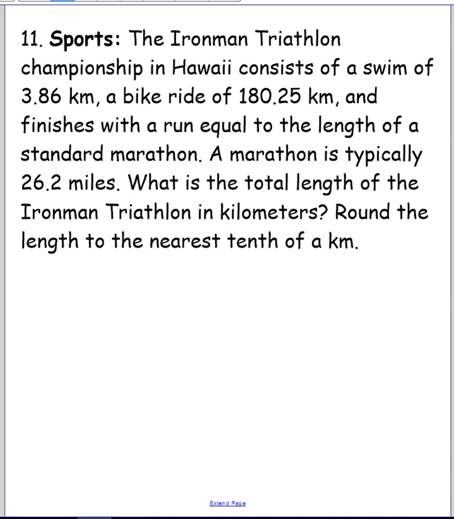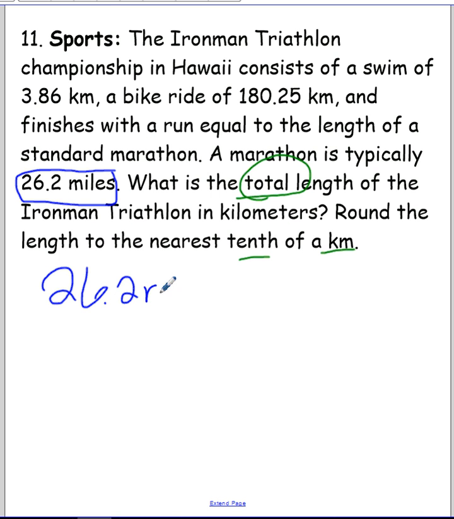The Ironman Triathlon Championship in Hawaii consists of a swim of 3.86 kilometers, a bike ride of 180.25 kilometers, and finishes with a run equal to the length of a standard marathon, which is 26.2 miles. So we need to add them together to get the total length and round to the nearest tenth of a kilometer. So the issue is this one here is in miles. We're going to have to do a unit conversion to get that into kilometers. So 26.2 miles. We're getting rid of miles and keeping kilometers.